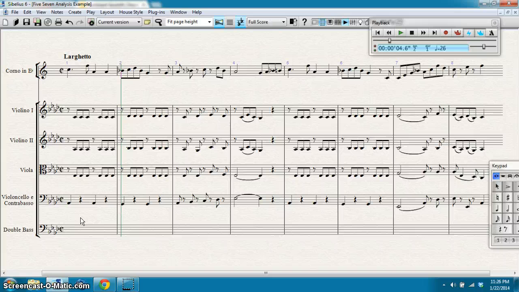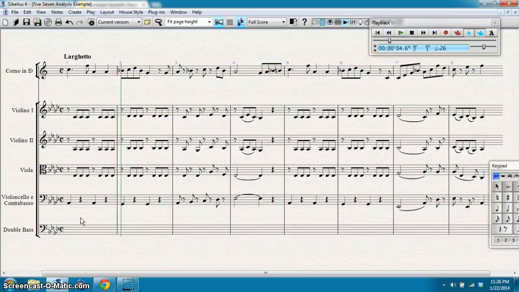Notice it says corno in E flat. Corno is the Italian word for horn. If you think of the word cornucopia, which is horn of plenty, the thing that they stuff food into for Thanksgiving, that's what they're thinking of, horn, corno. Notice it's in E flat, while the horn we use these days is usually in F, so this is a different transposition than what we're used to.